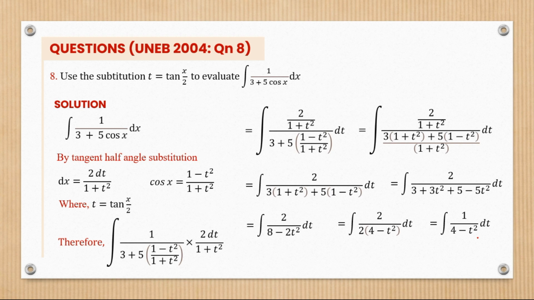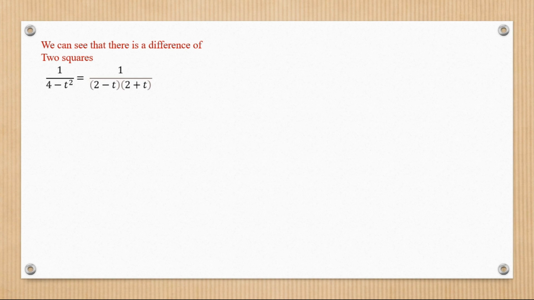Now this step is actually very unique, because I can already see that there's a difference of 2 squares at the denominator. So that's going to be one of our next steps, but that means we're going to express it as partial fractions. So in this case we don't apply any other substitution method, but it's clearly partial fractions. So now we can see that there is a difference of 2 squares. So 1 over 4 minus t squared is the same as 1 over 2 minus t times 2 plus t.